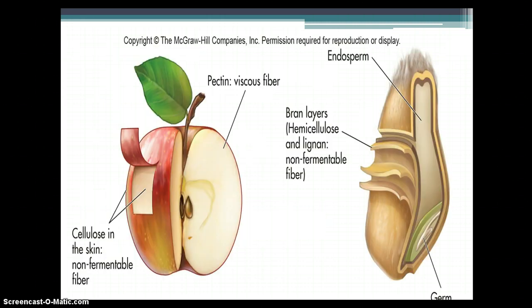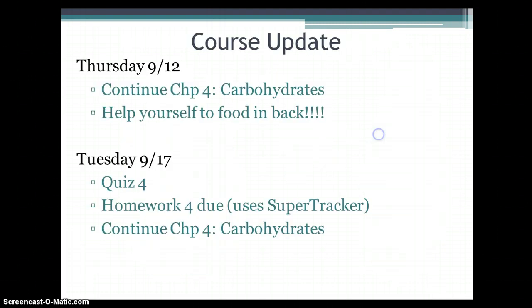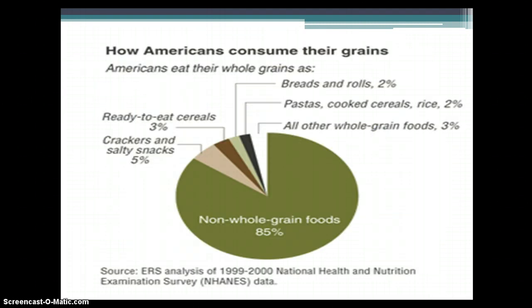And here we see an example of these different types of fiber and where they're found within fruits and, in this case, a grain.